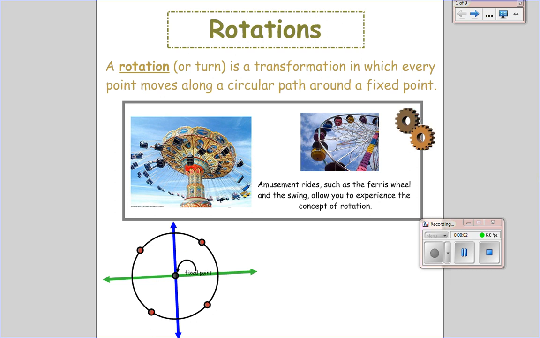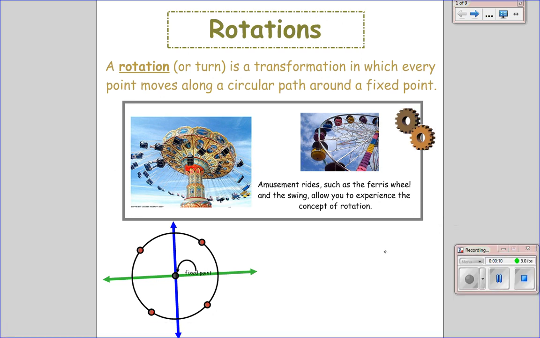In this video, we'll be looking at our third transformation, and that is rotations. A rotation, or turn, is a transformation in which every point moves along a circular path around a fixed point. So you can think of those swing sets that go around a fixed point, and everything turns as it goes, or a Ferris wheel that goes around. But what it is, is that point going around that fixed point.